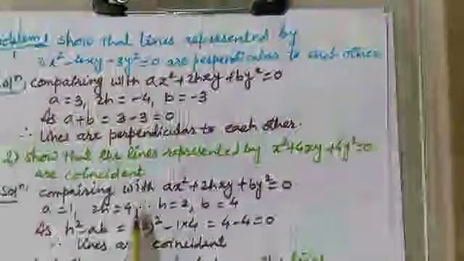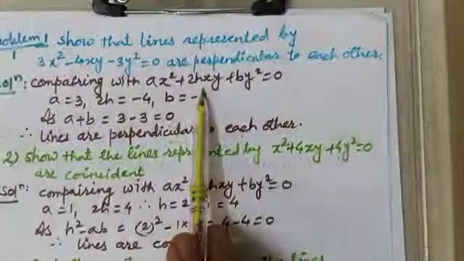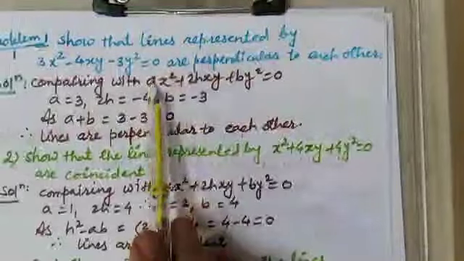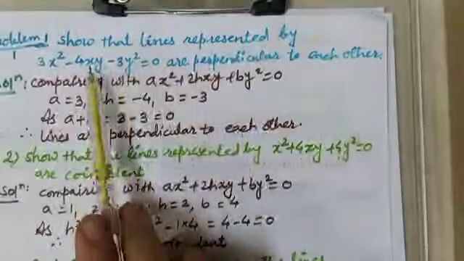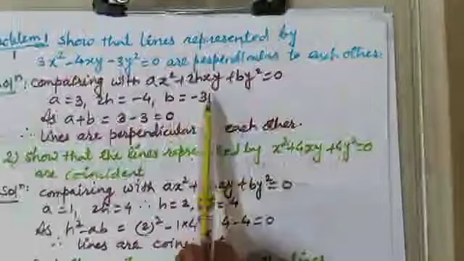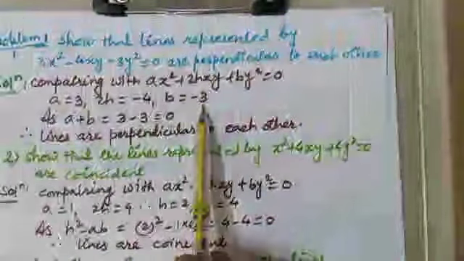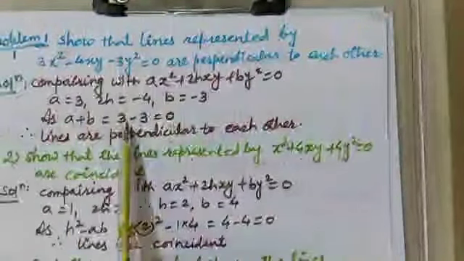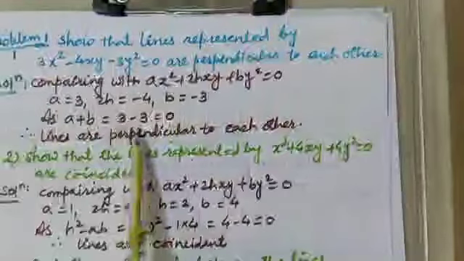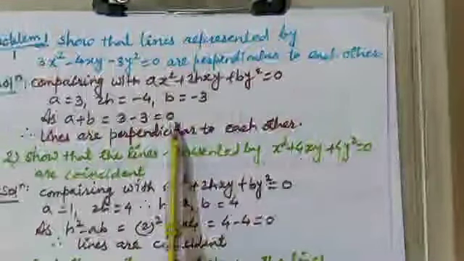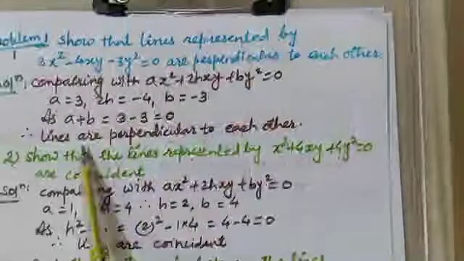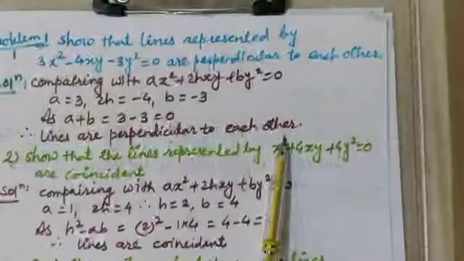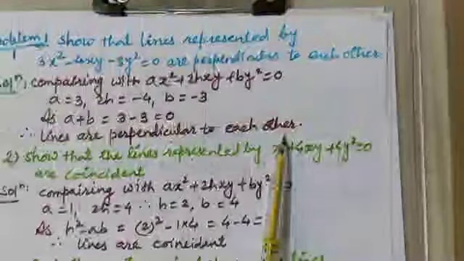Now compare this equation with ax square plus 2hxy plus by square is equal to 0. After the comparison, we get a is equal to 3, twice h is equal to minus 4, and b is equal to minus 3. Now, as we know, calculate simply a plus b. The value of a is 3, b is minus 3, their sum 3 minus 3 is equal to 0. This gives that the lines are perpendicular to each other. This is very simple, we just have to apply the condition to check whether two lines are perpendicular or not.